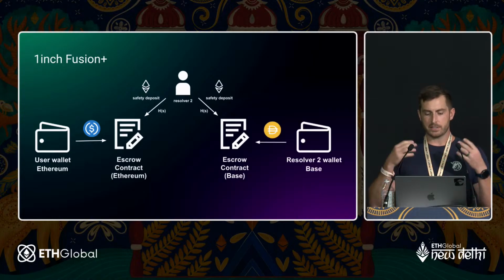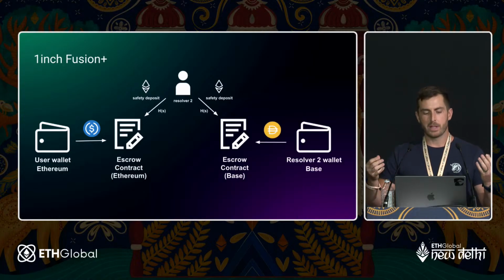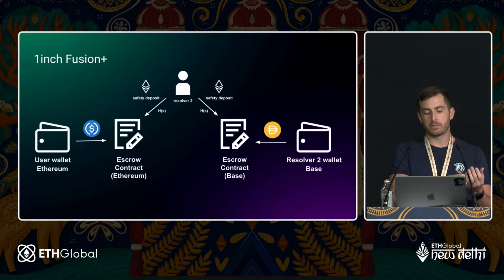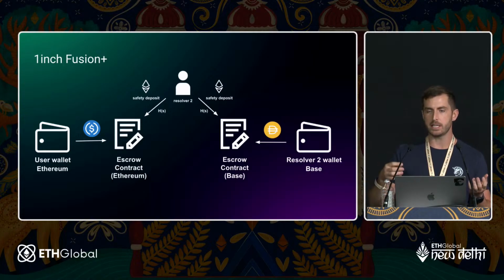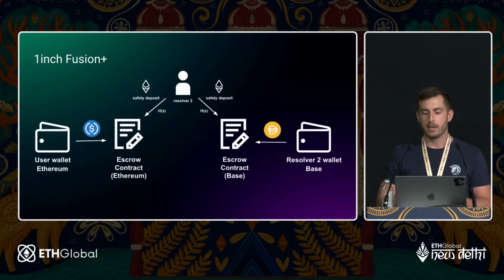And so the resolver creates both contracts on both chains, and then they're able to deposit funds from the user's wallet because the user submitted an approval into the escrow contract. And then they deposit funds from their own wallet into the destination chain contract.